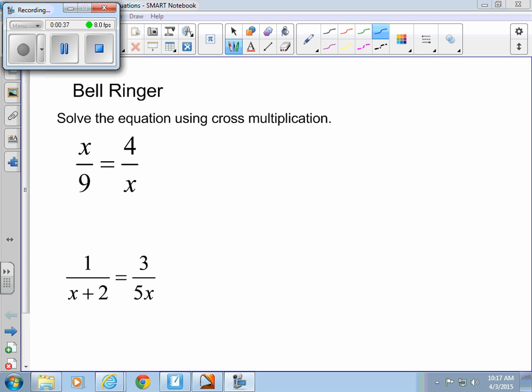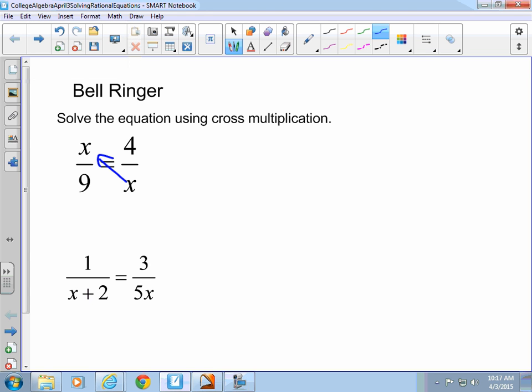x times x, and that's 4 times the 9. And then what would x be? 4.